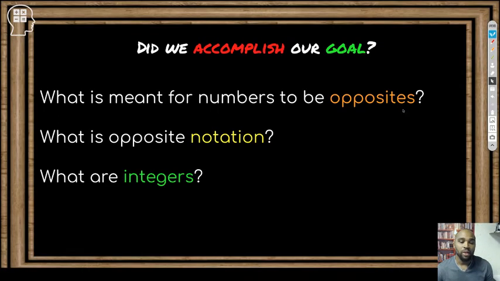And that's it. Did we accomplish our goal? We checked those off pretty quickly. What is it meant for numbers to be opposite? Check. We talked about it's the same distance from 0. What's the opposite notation? We got this little symbol here we call negative or minus, or there's probably other names you can use, negate and so forth. What are integers? Integers are all the counting numbers, 1, 2, 3, 4, and their opposites, -1, -2, -3, -4, and 0 included.